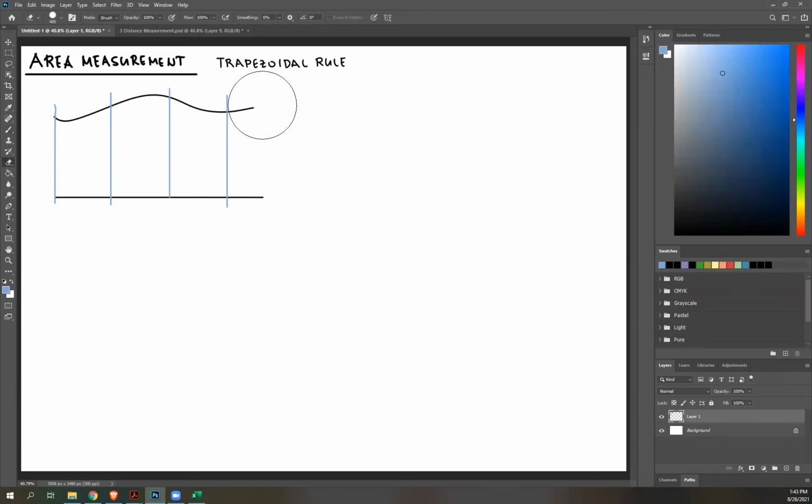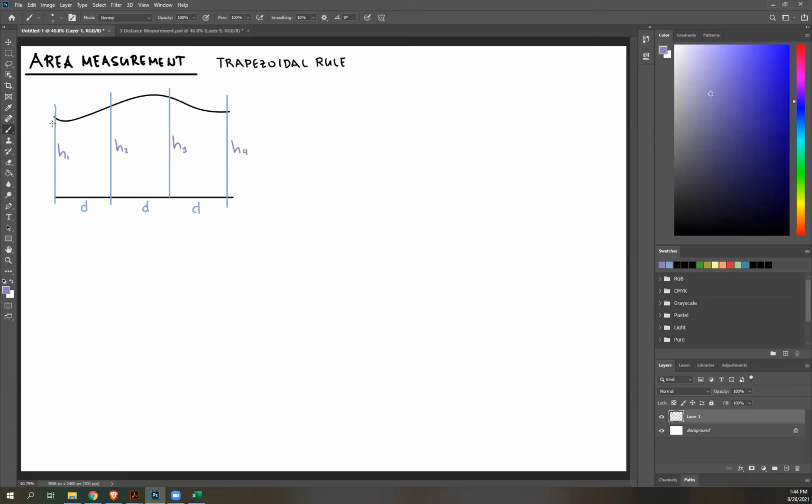Let's call these regular intervals D, the distances between your offsets. So in order to do the trapezoidal rule, after getting your offsets, you should also get the height of these points. Let's call them H1, H2, H3, and H4.